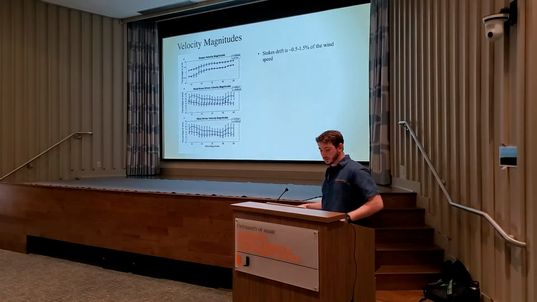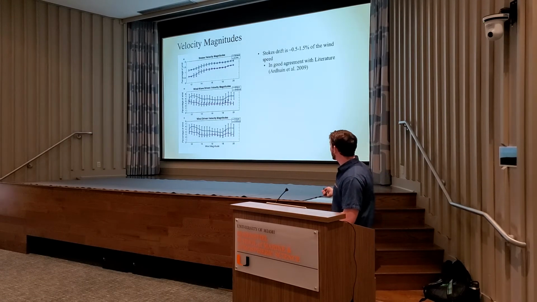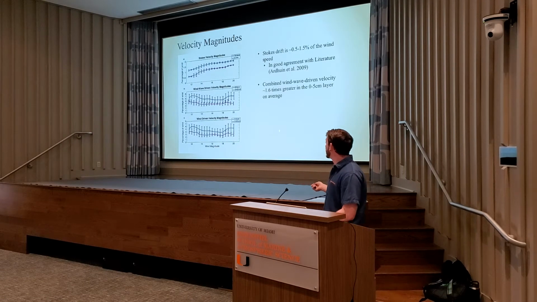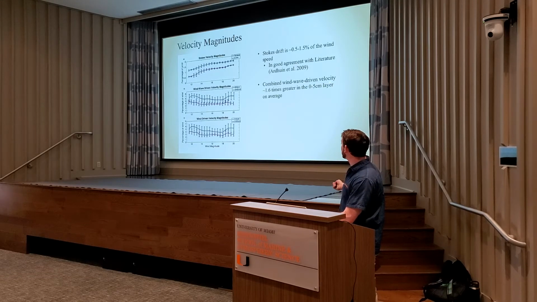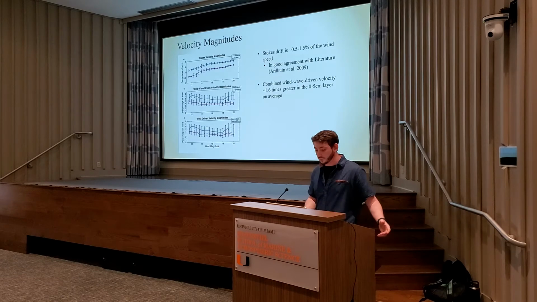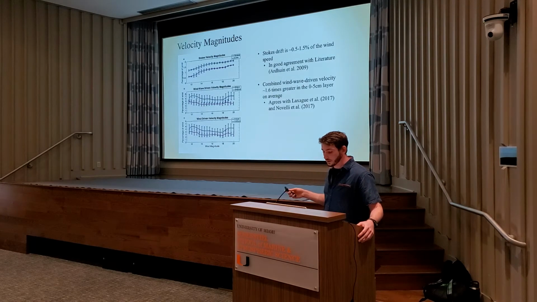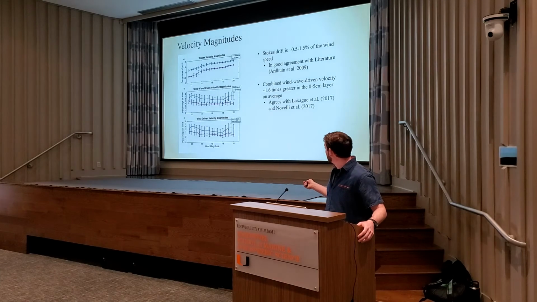Now look, the velocity magnitudes are the same. Stokes drift is 0.5 to 1.5% of the wind, in good agreement with the literature. The combined wind and wave driven velocity is 1.6 times greater than in the 0 to 5 centimeter layer on average, which lines up well with other studies done in the field, Laxague, and in the laboratory, Novelli.